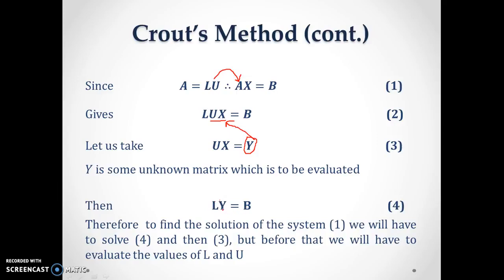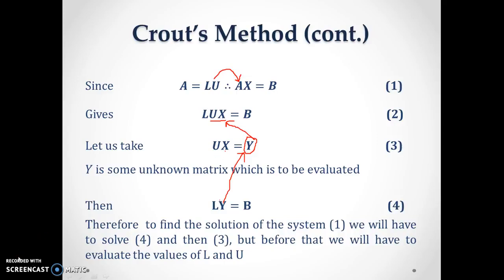Using this information we can calculate the unknown value of Y, and then we are going to substitute this value of Y back in this equation. Now again U will be known. We'll see how U is known, and also Y we have calculated from equation number 4. So using the values of U and Y, I'm going to calculate the value of X. So how to do this?